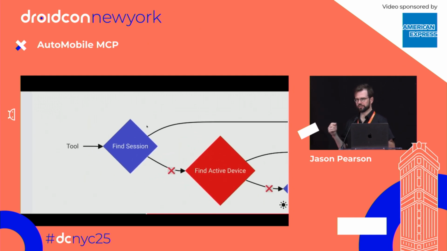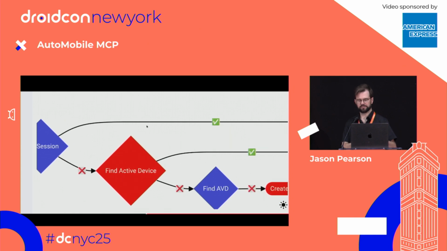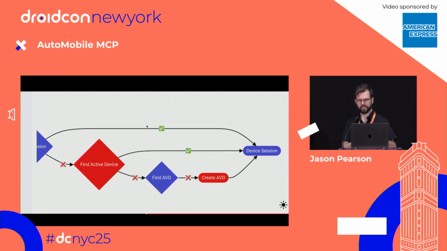This was my original problem: which emulator do I use, which device, and do I have one? So I would try to find a session that I was logging, because I wanted to be able to support multiple sessions of emulators at once. I'd find the active device. Okay, cool, I can use it. Or there's no device at all. Okay, go find an AVD, create the AVD, get the device session.